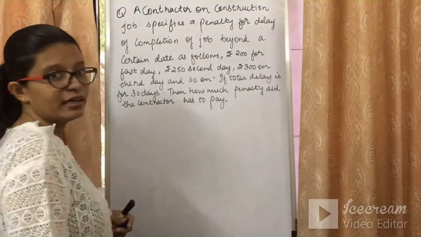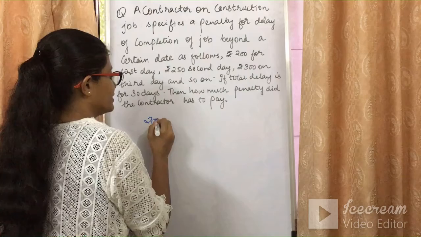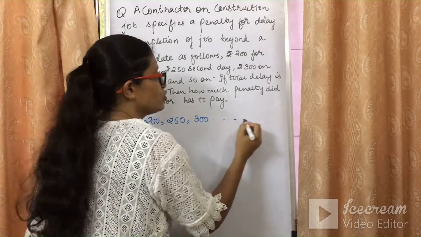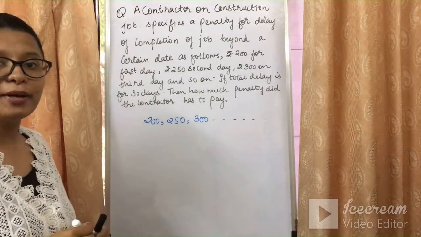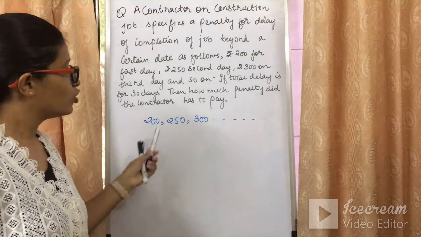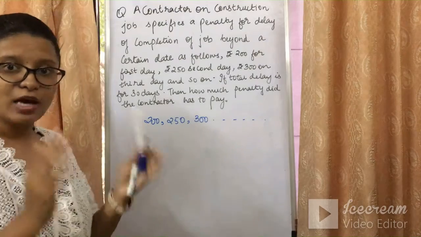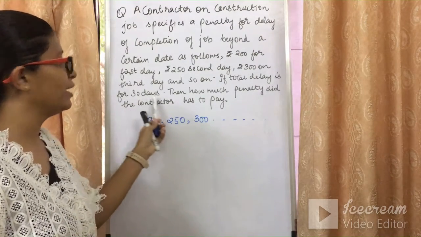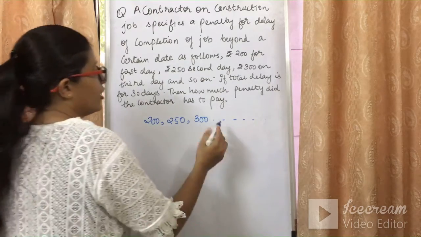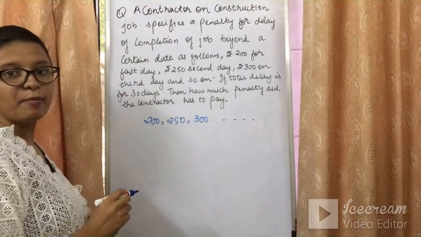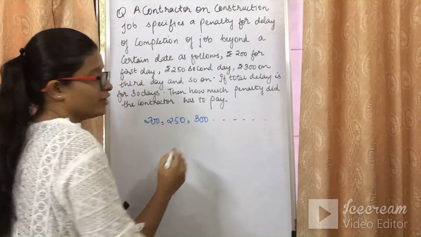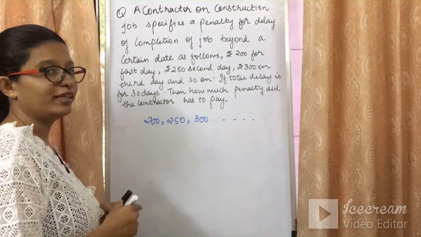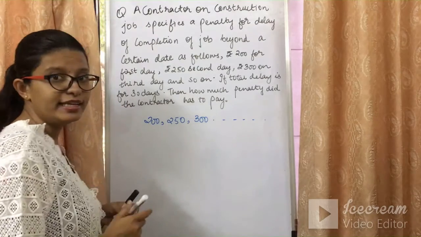If he delays on the first day he has to pay 200 rupees, and for the second day he has to pay 250 rupees, 300 rupees, and so on. Means he is increasing the penalty by 50 rupees every day. So I need to find out what will be my sum of penalty at the end of the 30th day, because my job is going to be delayed by 30 days. If you see, the series is in AP. Why? See, the common difference between them is 50. Since the difference is constant, we can say that the series is an AP.